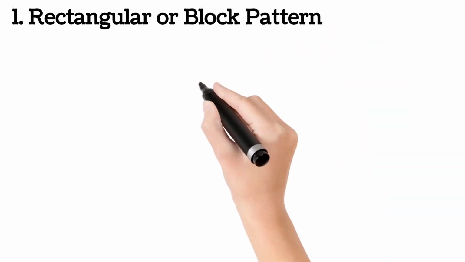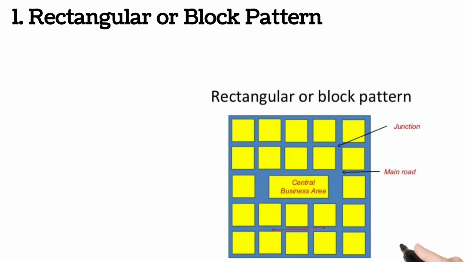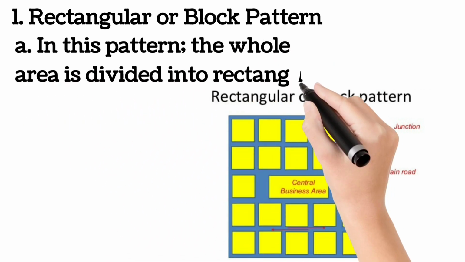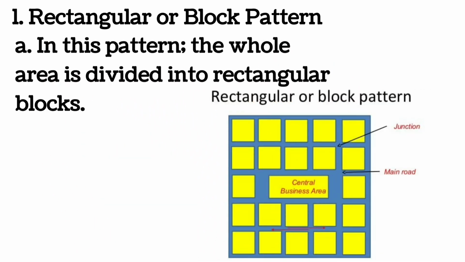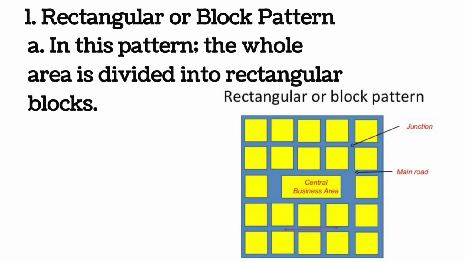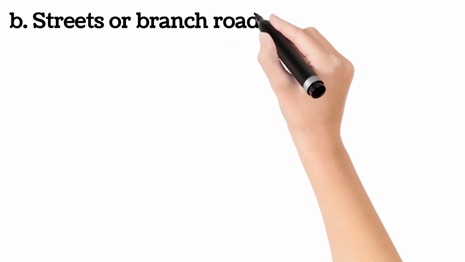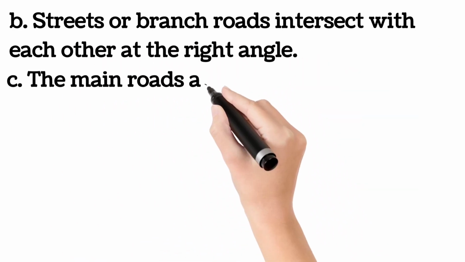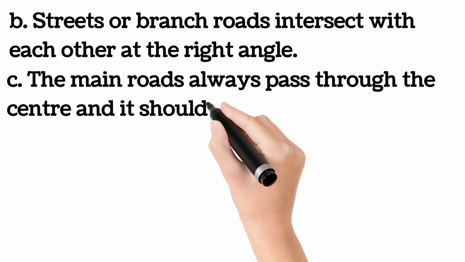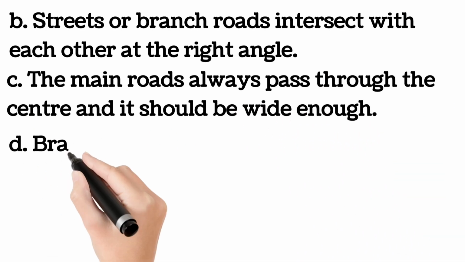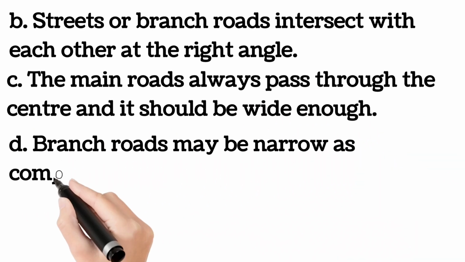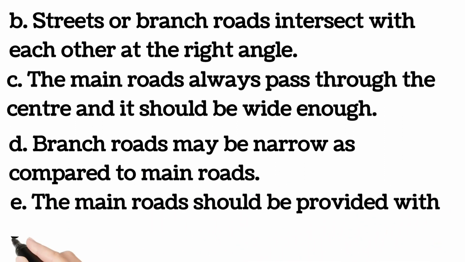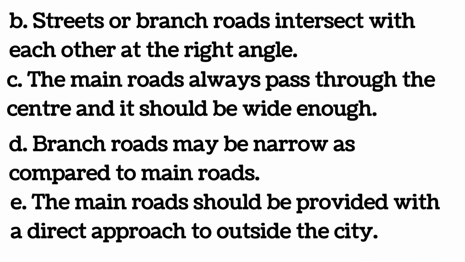The first pattern is rectangular or block pattern. Here we can see in this figure the rectangular or block pattern. In this pattern, the whole area is divided into rectangular blocks. Branches of the road intersect each other at right angles. In this pattern, the main roads always pass through the center and should be wide enough. The branch roads may be narrow as compared to the main roads. The main roads should be provided with a direct approach to outside the city.